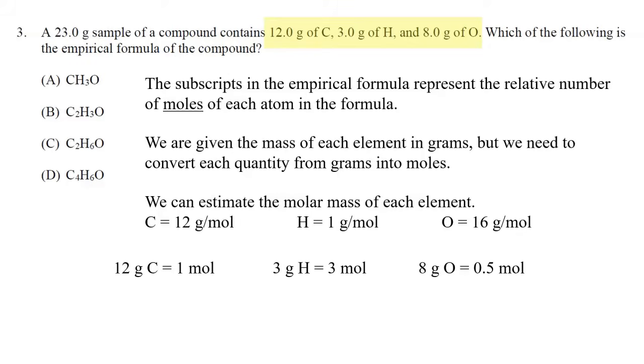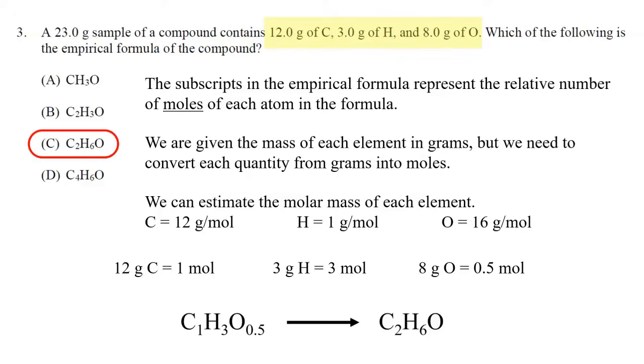of oxygen. So now that we have the moles of C, H, and O, we could write the subscripts. Of course, 1, 3, and 0.5, we're not going to use those in our final answer because we're looking for whole numbers. But if we multiply each of those subscripts by 2, then 1, 3, and 0.5 now become 2, 6, and 1. So the correct answer to this question, the empirical formula of the compound, must be choice C, C2H6O.